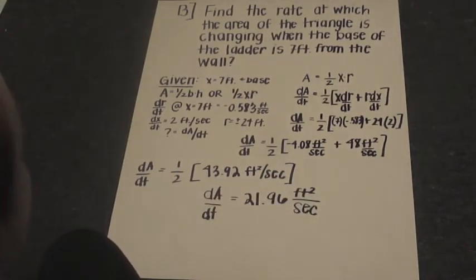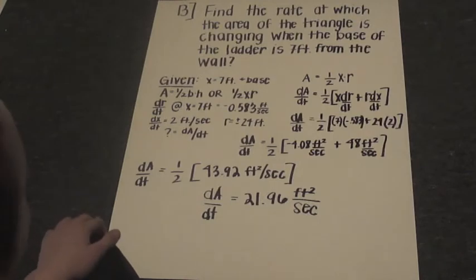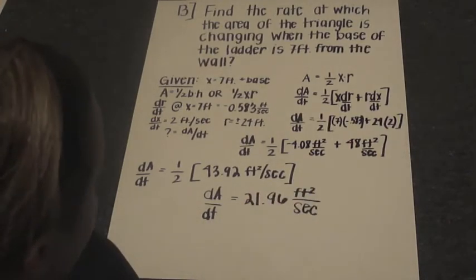The rate at which the area of the triangle is changing when the base of the ladder is 7 feet from the wall is 21.96 feet squared per second. So finally, we're on the last step of our problem, which is part C. And part C says, find the rate at which the angle between the ladder and the wall of the house is changing when the base of the ladder is 7 feet from the wall.